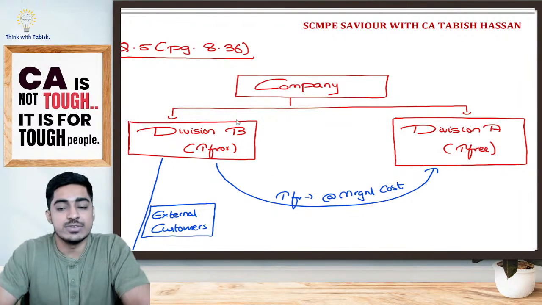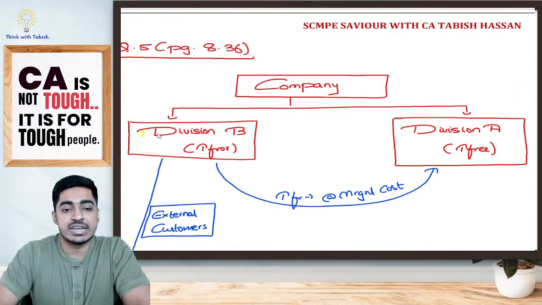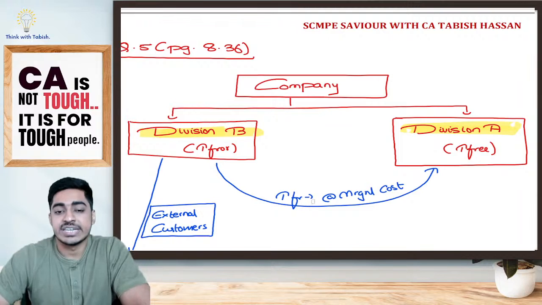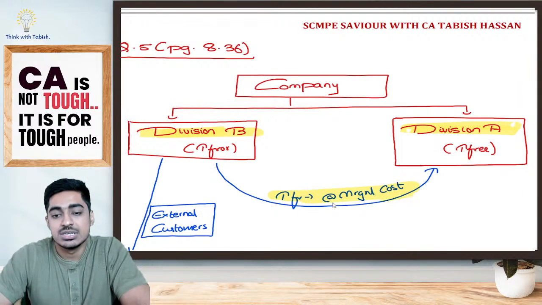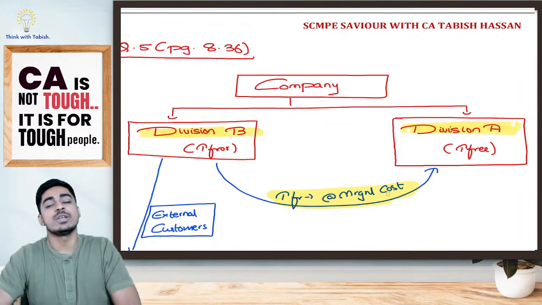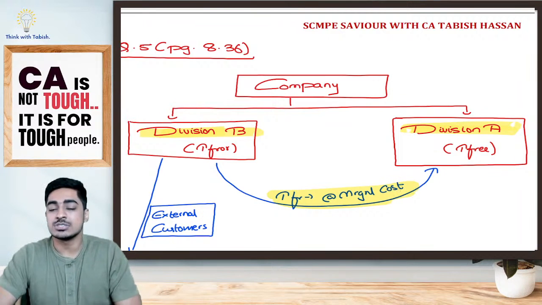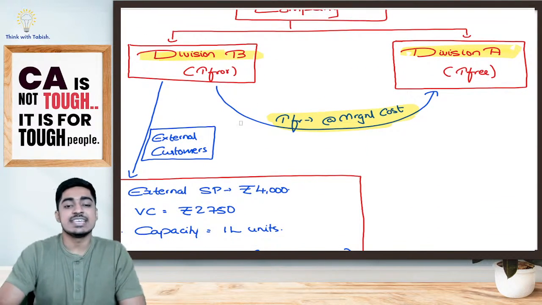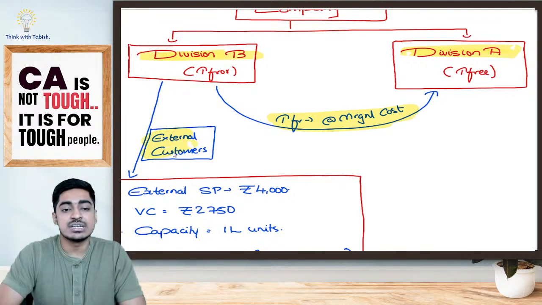Yes, we have two divisions. Division B is the transferor. Division A is the transferee. Transfer is happening at marginal cost. If there is no opportunity cost, we will transfer at the variable cost. If opportunity cost is there, we will include the opportunity cost and transfer. Now, division B is selling to external customers also.